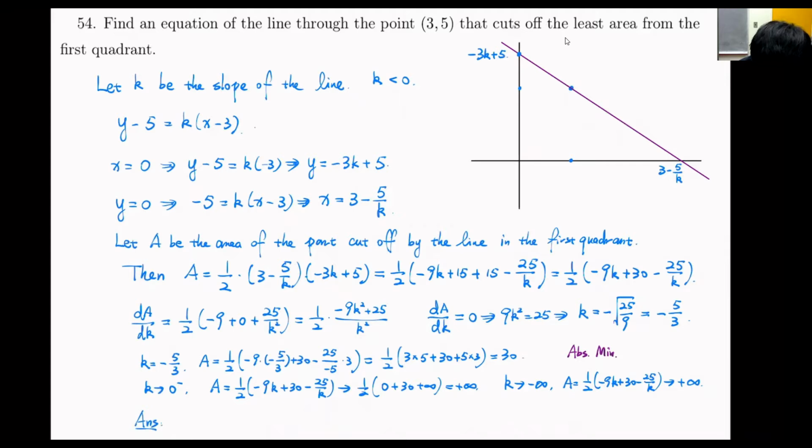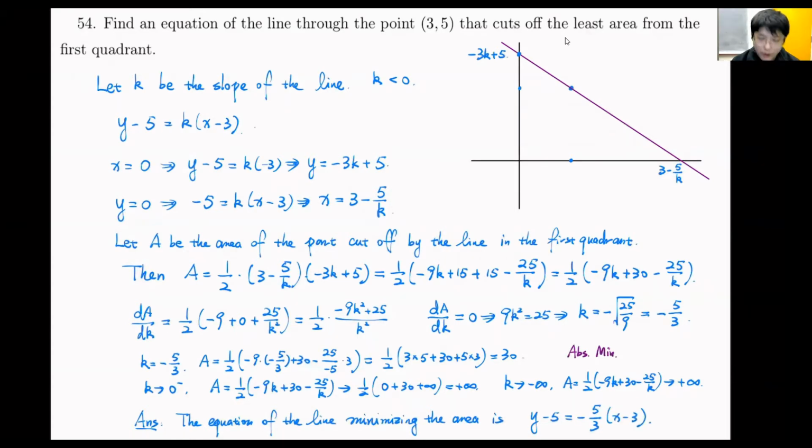So then the equation of the line minimizing the area is simply going to be y minus 5 equals minus 5 over 3 times x minus 3. All right, so that will be the second way of handling this problem.